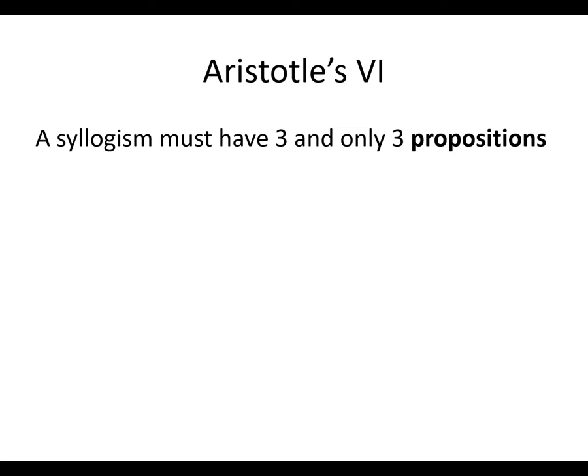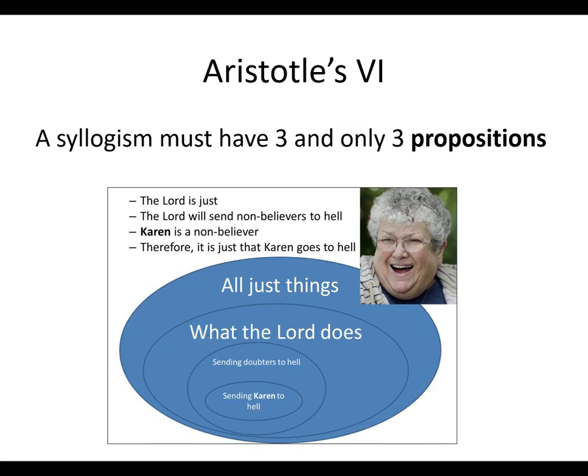Adding a proposition makes it, by definition, something other than a syllogism, or an entirely different form of syllogism. I mentioned that we were breaking this rule in our Karen example from last lecture, before I made it okay by showing that we were actually making a Sorites. Note that this example also violates the three terms rule by adding a fourth term, Karen.